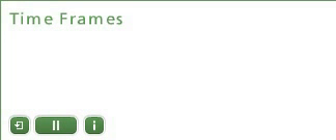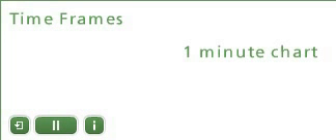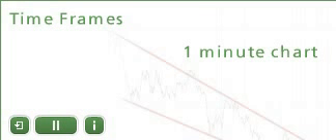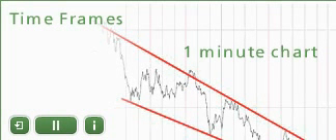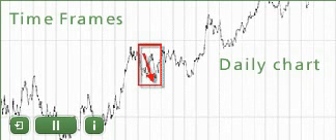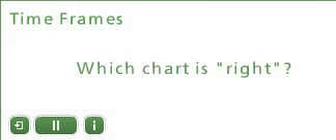Trends, support and resistance lines, and technical indicators look much different on a 1-minute chart than they do on a daily chart. For example, you may look at a 1-minute chart of Google and see that the stock price appears to be in a downtrend. If you switch your chart to a daily chart, however, you may see that the stock price has been in an uptrend for years. So which chart is right?